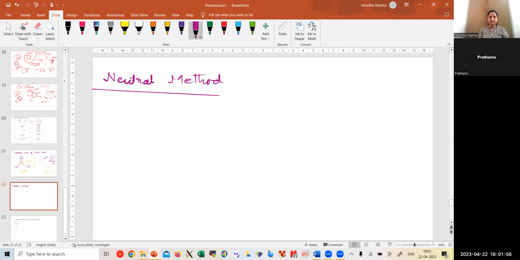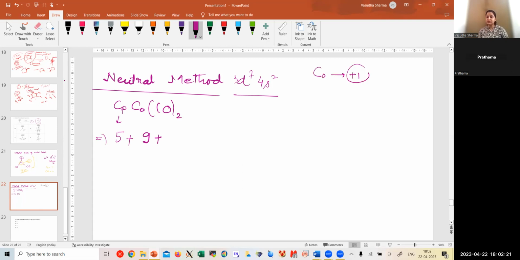So in neutral method, when we have Cp, cobalt, and CO whole 2, we know that in neutral method we are not considering the charges, so Cp will only contribute 5 electrons. Cobalt is 3d7 4s2, so we will consider the 9 electrons without considering its oxidation state. Since we already know that cobalt is in +1 oxidation state, we are not considering it here, because this is called the neutral method. Now the carbonyl is having 2 electrons, so 2 into 2, that is 14 plus 4, gives you 18 valence electrons.